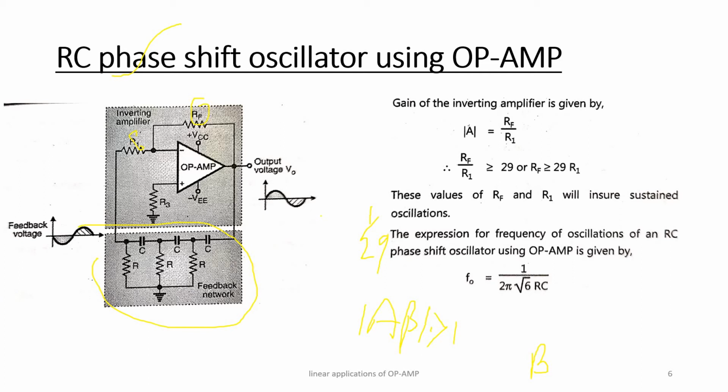The value of RF and R1 will ensure sustained oscillation, and the expression for the frequency of oscillation of an RC phase shift oscillator using an op-amp is given by this formula. F0 is equal to 1 upon 2 pi root 6 RC.